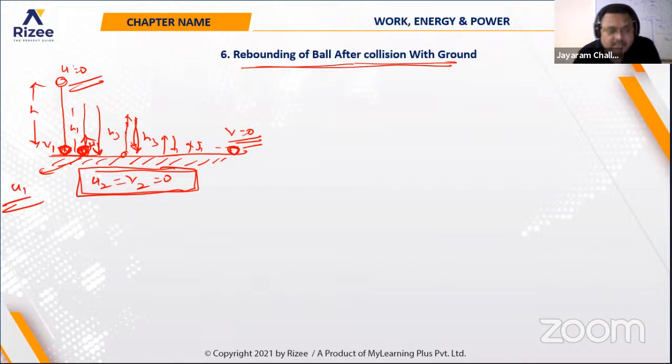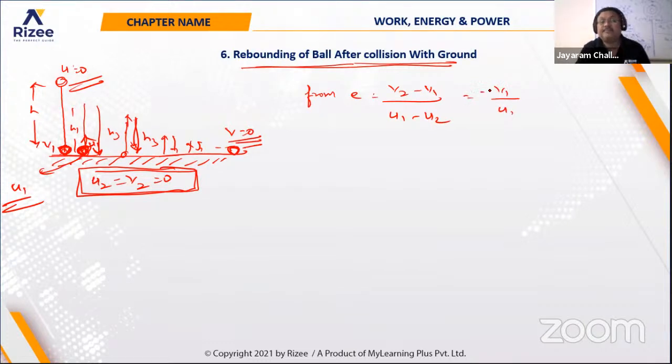So how do you calculate this particular thing? From e is equal to (v2 minus v1) by (u1 minus u2). Since both v2 and u2 are 0, as they are concerned with the earth, this can be written as v1 by u1, or minus v1 by u1. u1 is the initial velocity with which it strikes the ground, and this will be your v1. The negative sign indicates it is in the opposite direction. So you can conclude this.